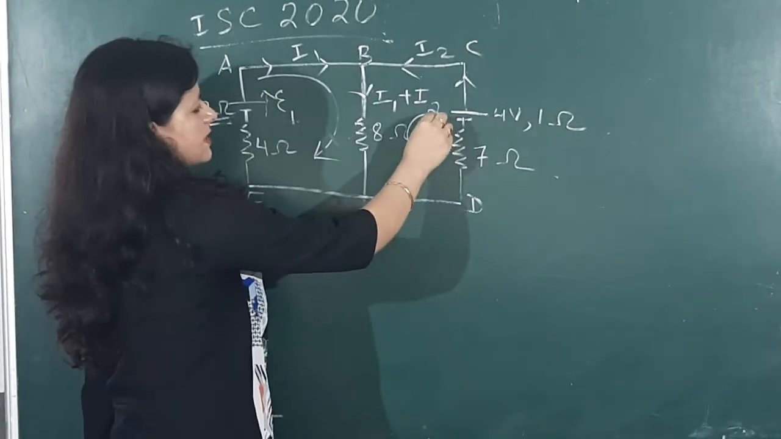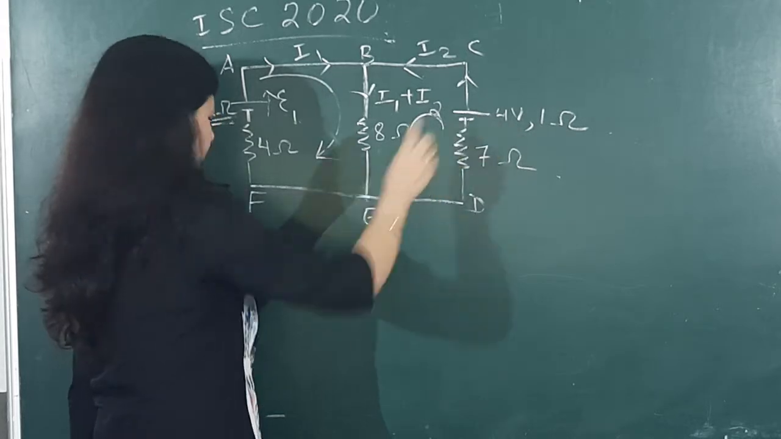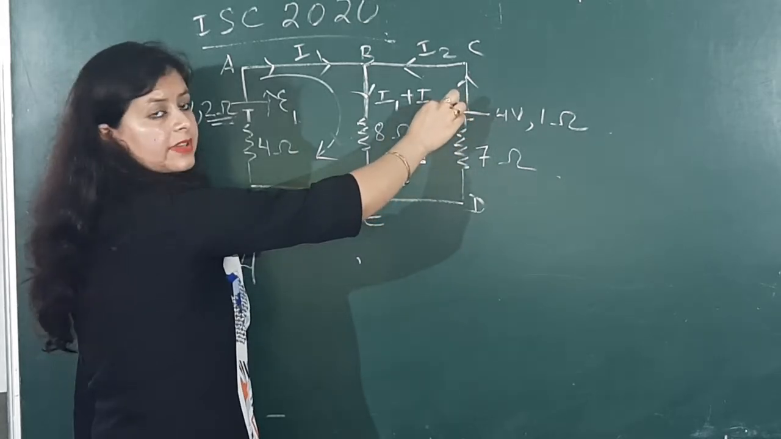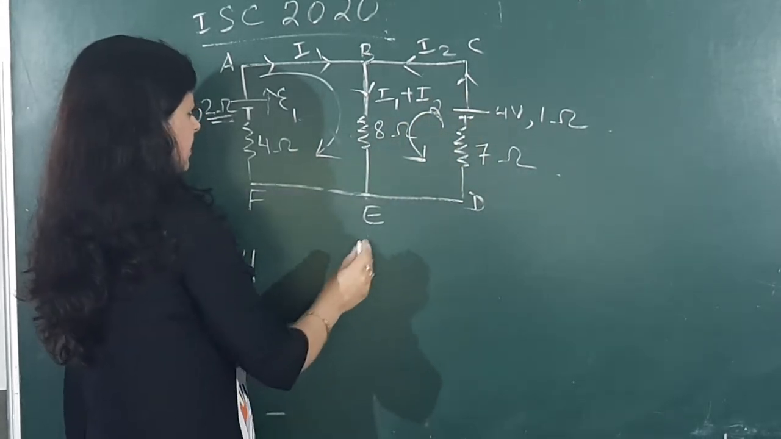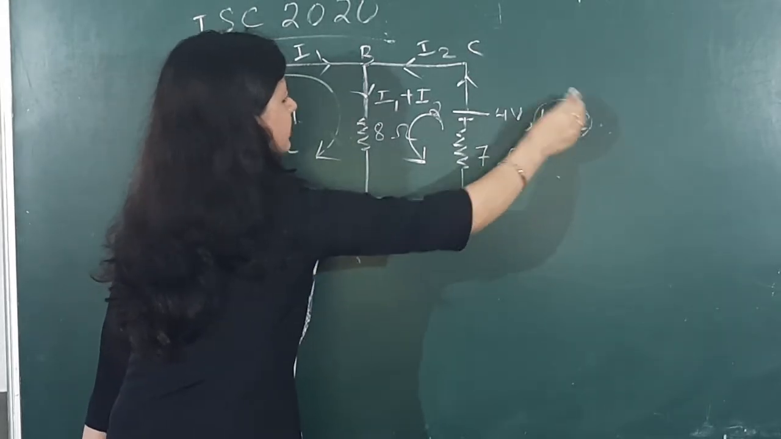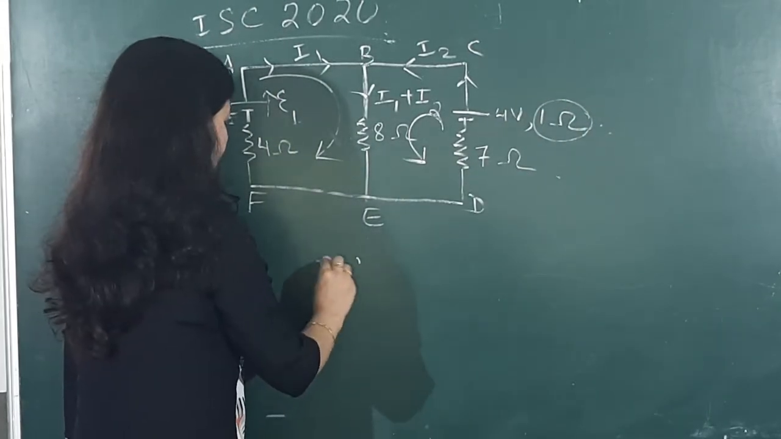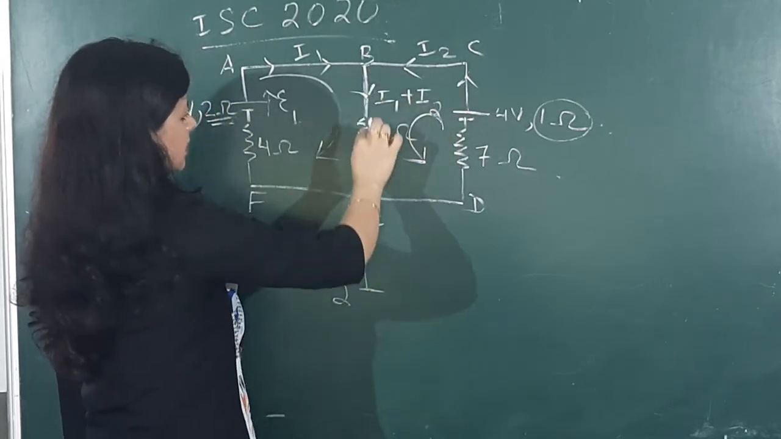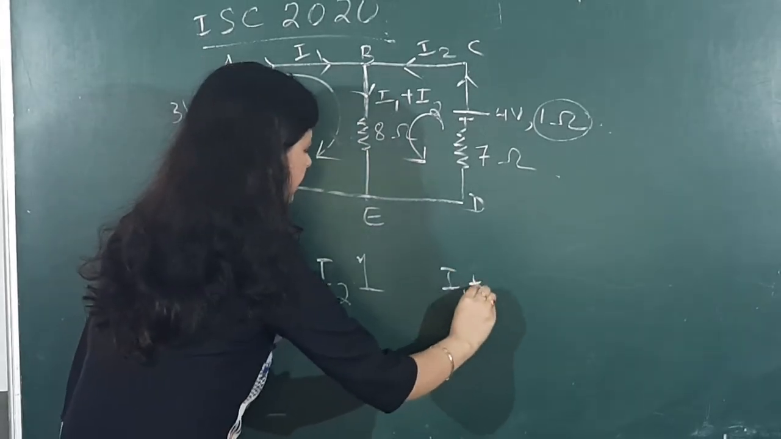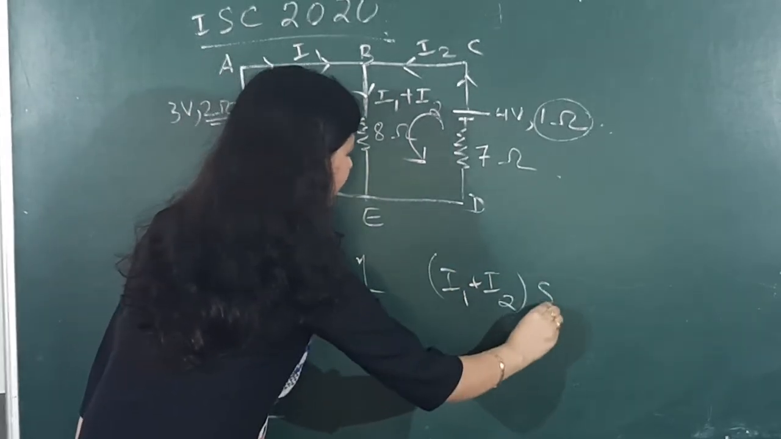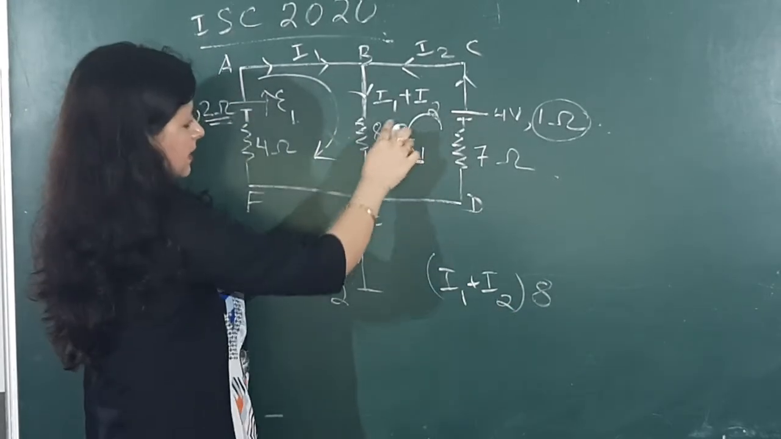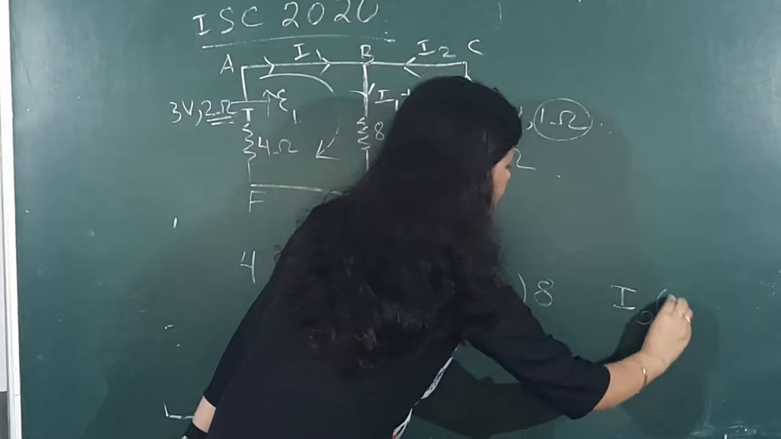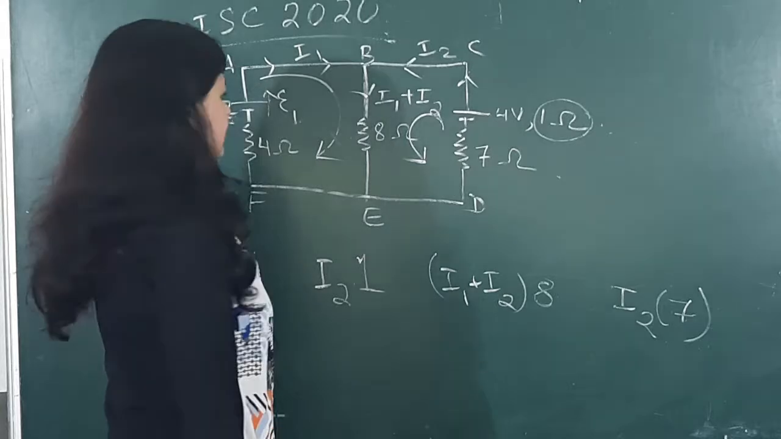Now, while you are traversing the loop, the first potential drop is 4 volt. Obviously, you are going like this, negative to positive, increasing potential. So, plus. Then, another potential drop will be because of this internal resistance. So, it will be I2 into 1. Third one, same here, I1 plus I2 into 8. And the last one, I2 into 7. Now, we need to assign the signs here.